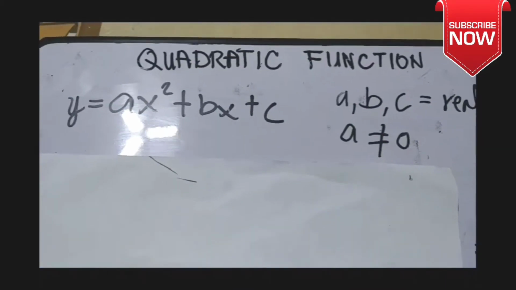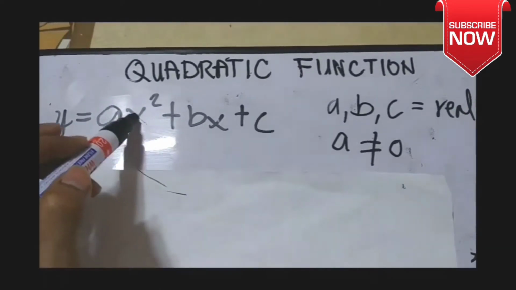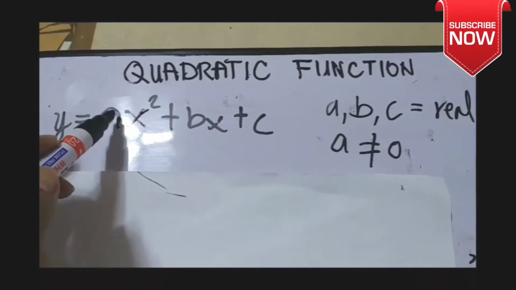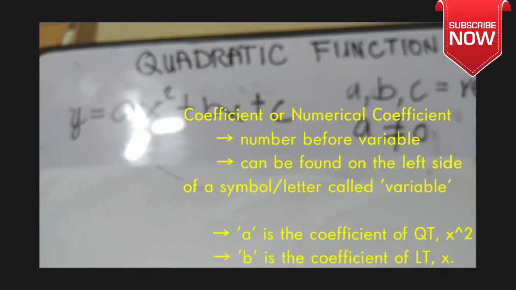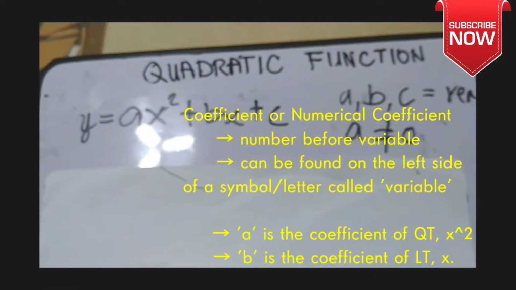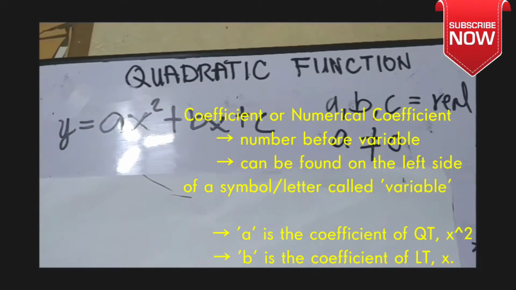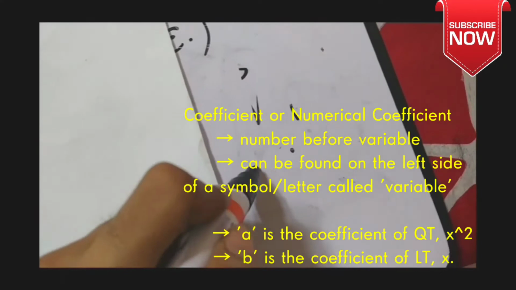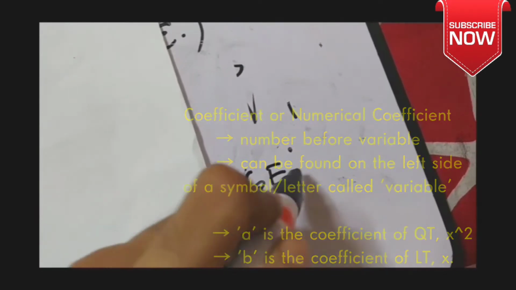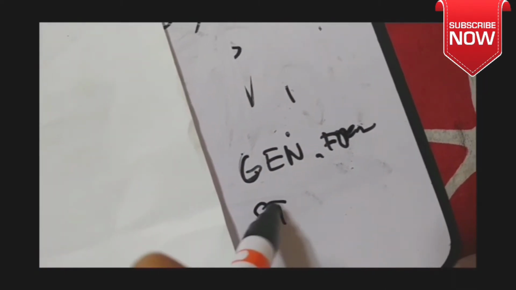So lahat ng numbers na nasa left side ng x squared, yan ang tinatawag na coefficient. So sa pag-solve ng quadratic function, ito ay nasa-separate into two. The first is the general form, and the second is the standard form, or vertex form. So, huwag kayong mag-alala kasi isa-solve din natin to or i-discuss din natin sa separate video.